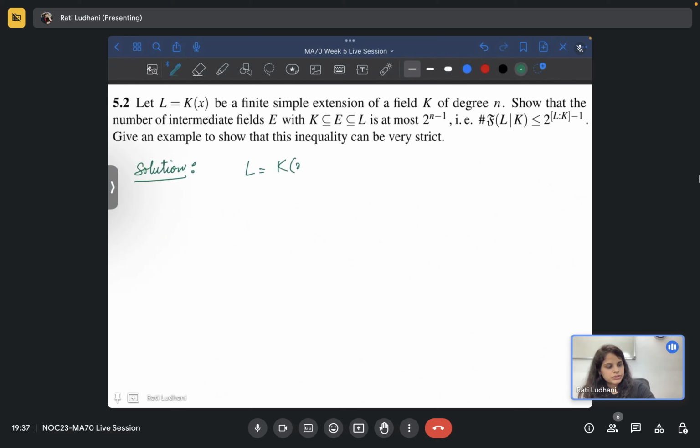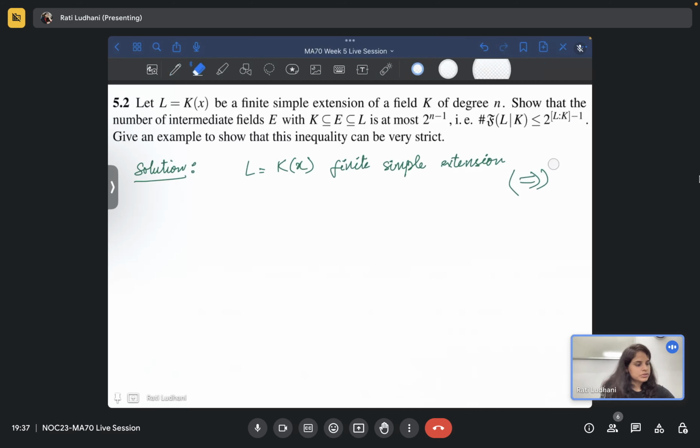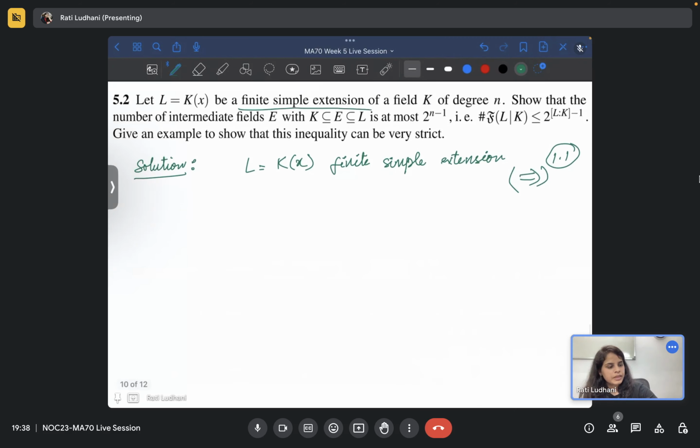don't get confused. This is a finite simple extension. So this is a finite extension, so this is algebraic. So we are exactly in the direct part of question 1.1. I'm considering this question. This question says if L is equal to K(x), which is a finite simple extension of a field K of degree n, and now you have given the degree also. So degree n, what is the degree? The degree is exactly the degree of the minimal polynomial, right?